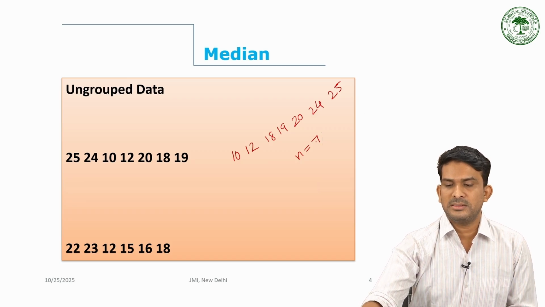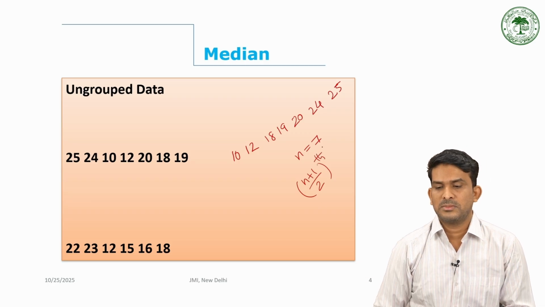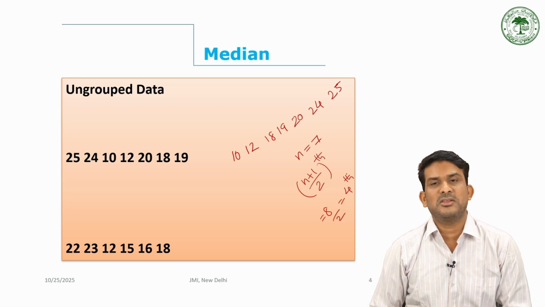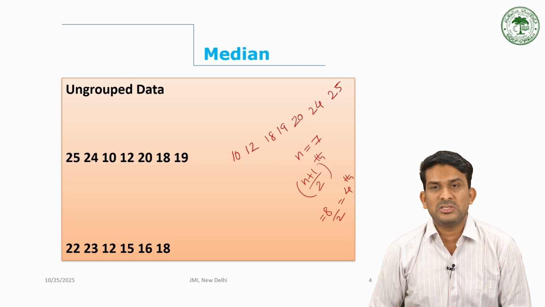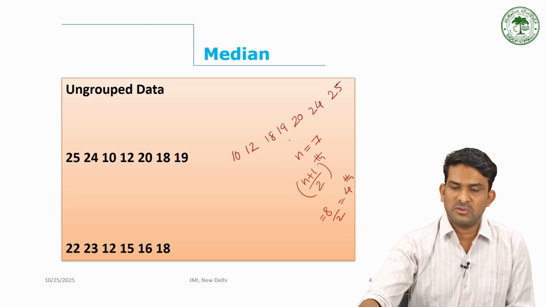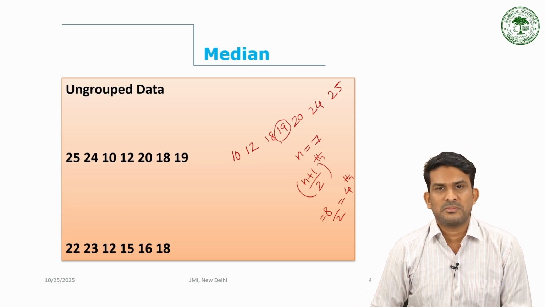N is 7, right? So, what is the middlemost value? N plus 1 by 2. This is the position. N plus 1, it is 8. 8 by 2, it is 4. Fourth position. Which value is in the fourth position? That is the median. First, second, third, fourth. 19 is the median of the distribution.